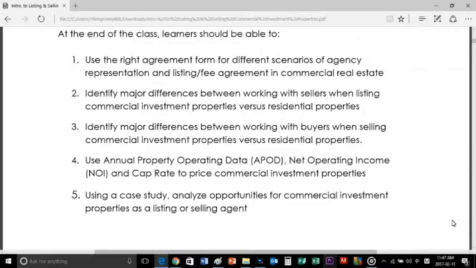2. Identify major differences between working with sellers when listing commercial investment properties versus residential properties. 3. Identify major differences between working with buyers when selling commercial investment properties versus residential properties. 4. Use annual property operating data, APOD, net operating income, NOI, and cap rate to price commercial investment properties. 5. Using a case study, analyze opportunities for commercial investment properties as a listing or selling agent.